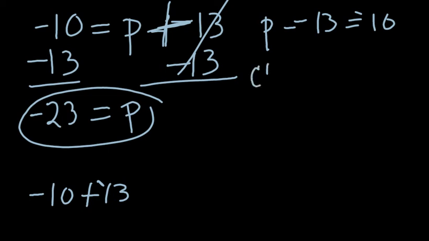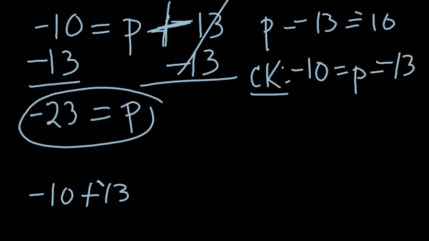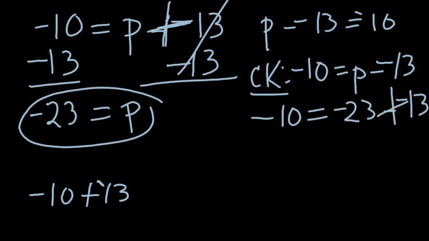We have to check. So write the original problem. Negative 10 equals p minus negative 13. That was the original problem. Then I'm going to put negative 23 in for p. So now I have negative 10 equals negative 23 minus negative 13. Well, minus negative is plus. Change that to plus. So you got 23 negatives, 13 positives. You got more negatives. The answer is negative. 23 minus 13 is 10. So negative 10 equals negative 10. Easy.